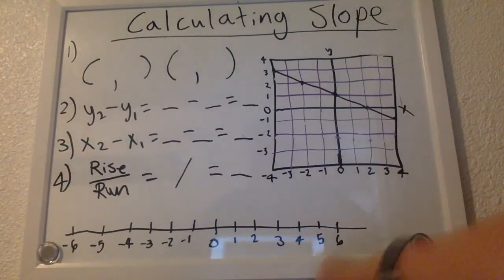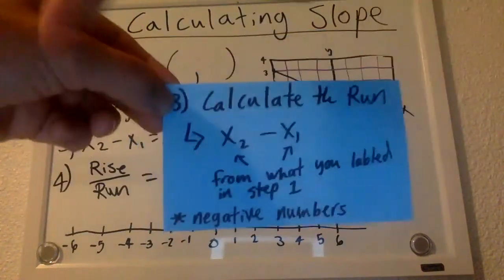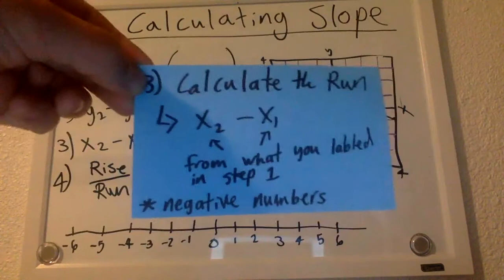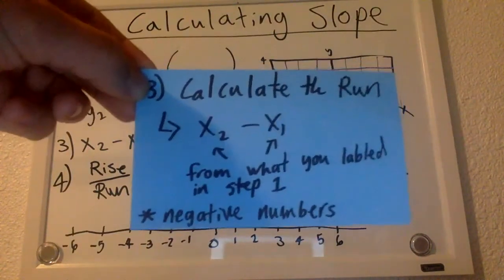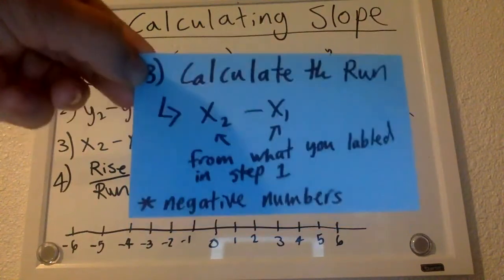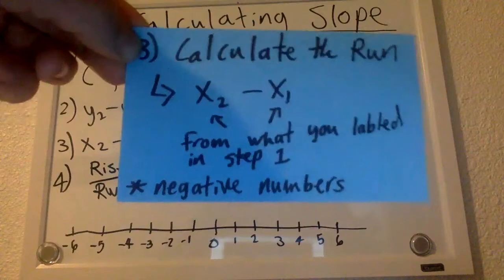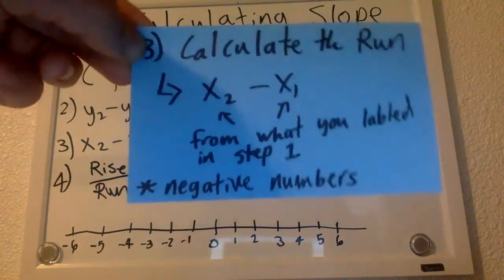All right, step 3 is calculate the run. The run is how far over it goes. So that's the difference in the x's. So x2 minus x1. And again, this is from what you labeled in step 1. You just have to be consistent. It doesn't matter what points you pick. You just have to be using the same points and labeling them.